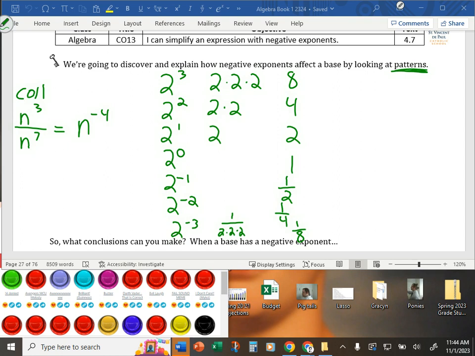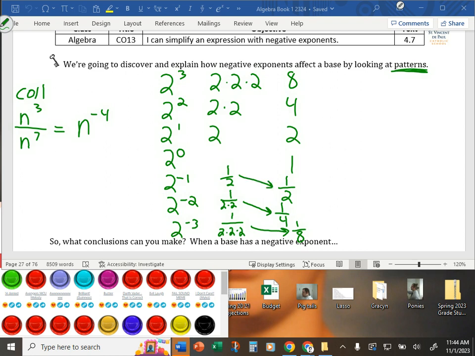For 2 squared, we got positive 4. For 2 to the negative second, that's like taking 1 over 2 times 2, which is 1 over 4. And then 2 to the first is just a 2. 2 to the negative first is just 1/2.